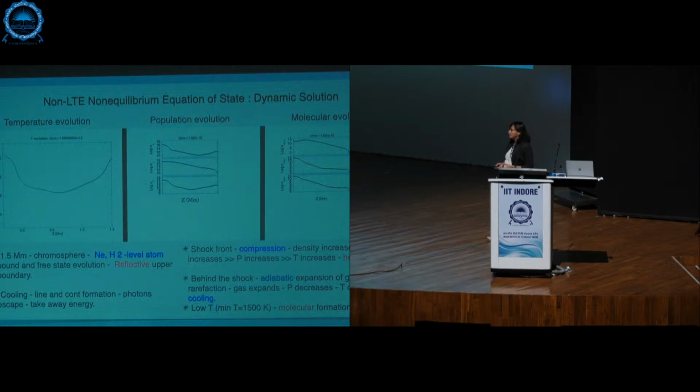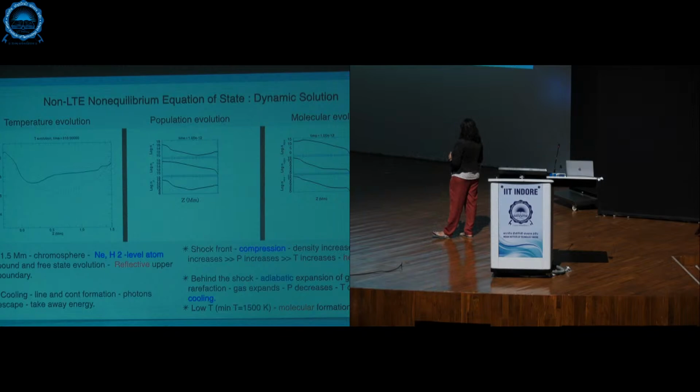Here is a movie of a temperature profile on the left. In the middle we have the hydrogen in ground state and ionized state, and electrons. The first panel is electrons, then the ground and the ionized state, and the last panel is the hydrogen molecules H2, H2 plus, H minus. This is a 1.5 megameter chromosphere. It is not very high, but this part is work in progress.